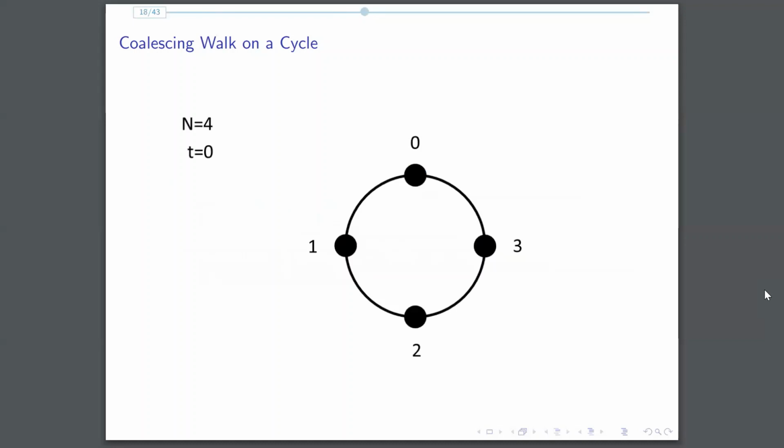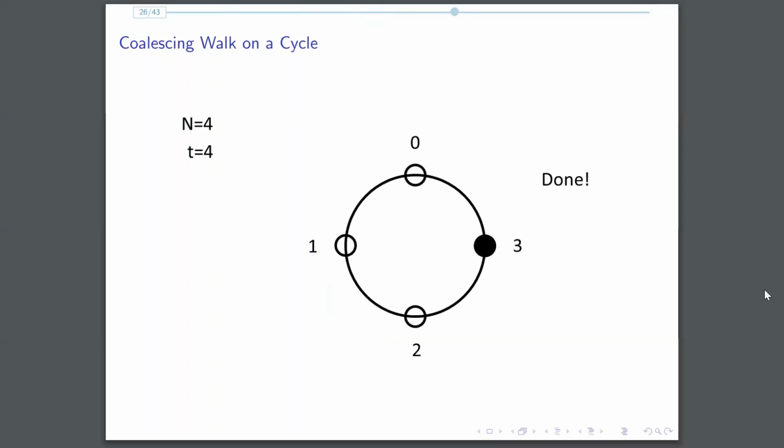An illustration of this process is shown here. For t equals 0, we have a particle at each vertex of the cycle graph. Then at t equals 1, we will randomly select one of the occupied vertices. In this case, we chose 1 and move the particle to 1 plus 1 mod n, or vertex 2, combining it with the particle at vertex 2. This process continues for several steps until all particles coalesce into a single particle, in this case at vertex 3.